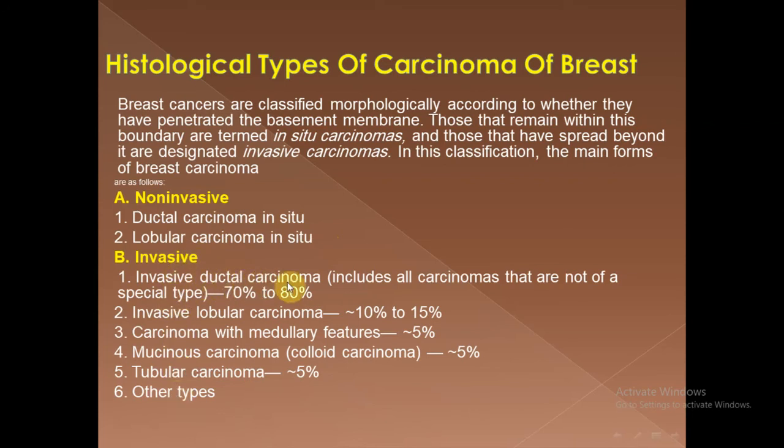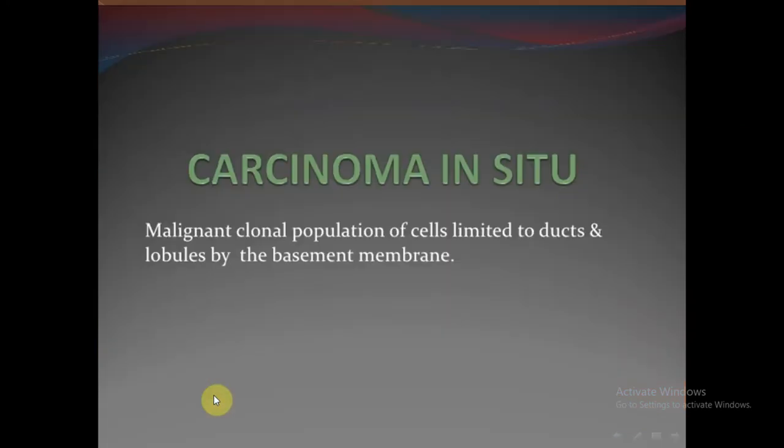Invasive ductal carcinoma or infiltrative ductal carcinoma is the most common histologic type, and it accounts for about 70 to 80% of cases, followed by invasive lobular carcinoma, which accounts for 10 to 15% of cases. We have carcinoma with medullary features, which account for nearly 5% of cases. Mucinous carcinoma or colloid carcinoma accounts for about 5% of cases. Tubular carcinoma accounts for about 5% of cases, and there are other less common types.